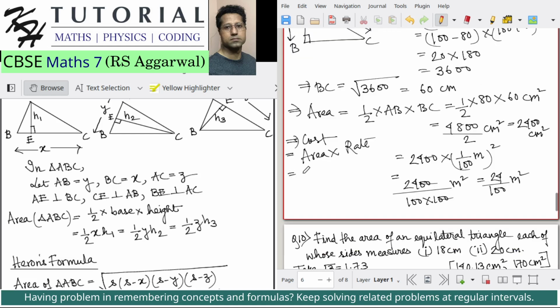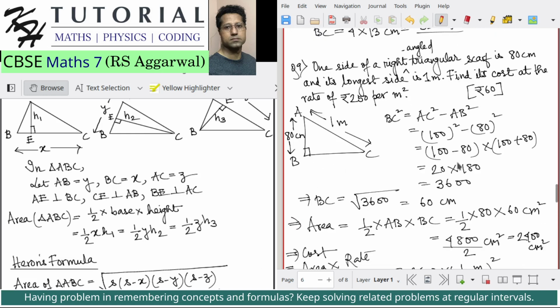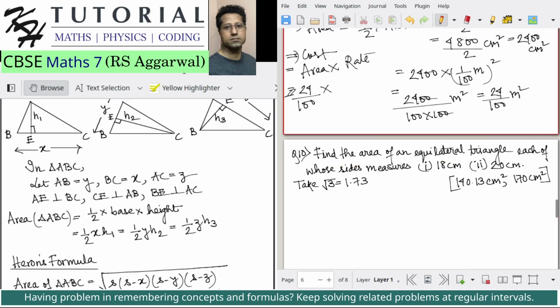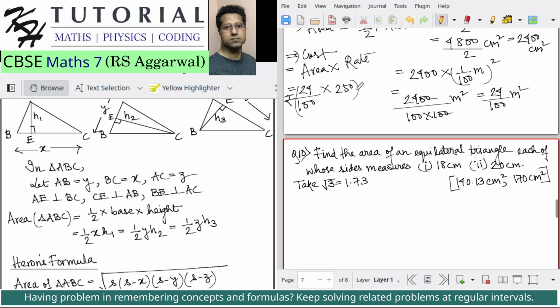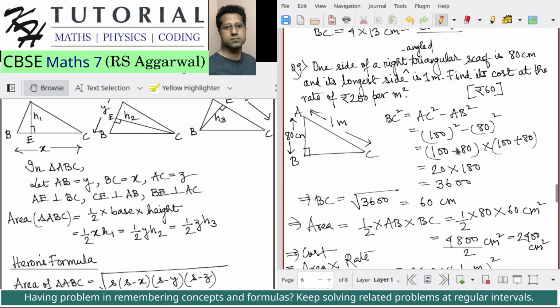So the area we know is 24 divided by 100 meter square, and the rate is rupees 250 per meter square. So the total cost will be rupees 24 by 100 multiplied by 250, this much rupees, and this is equal to rupees 60. So the total cost is rupees 60.